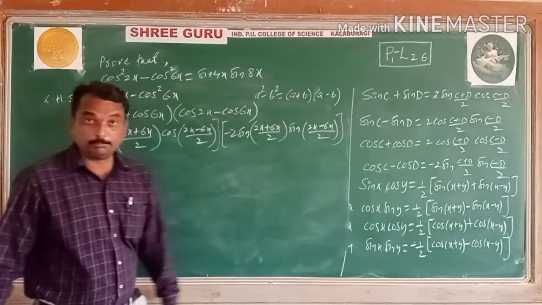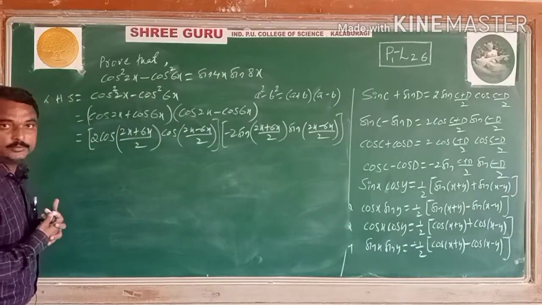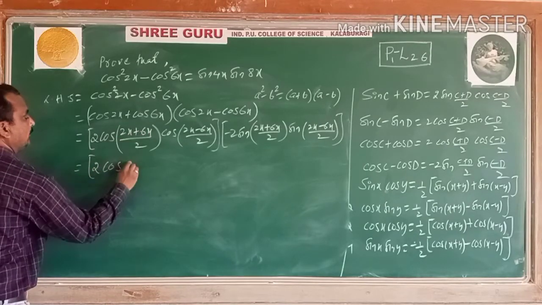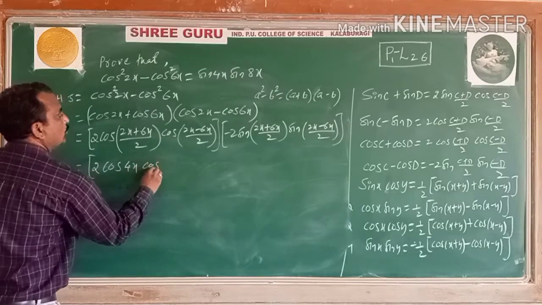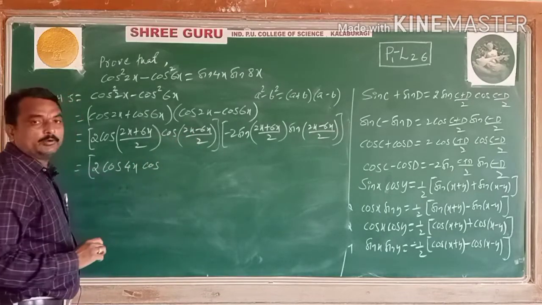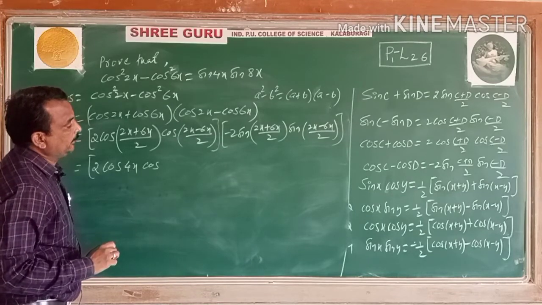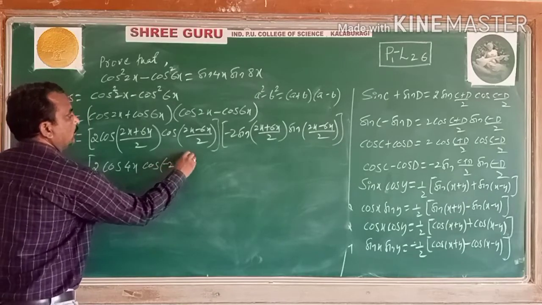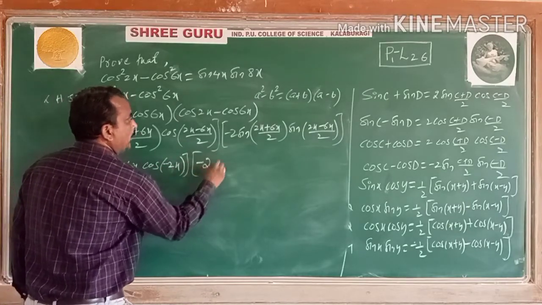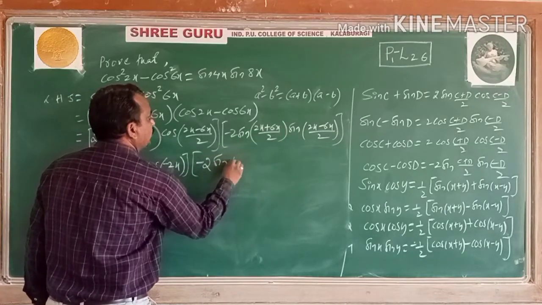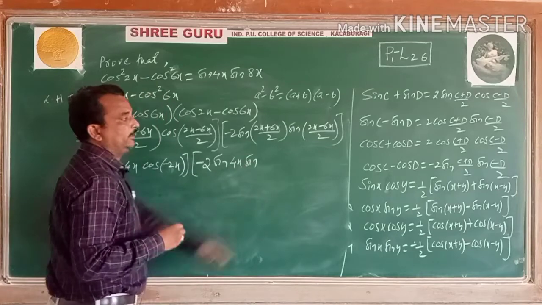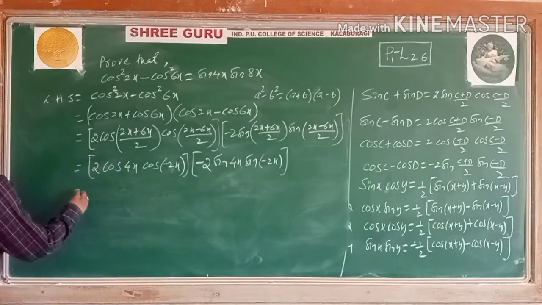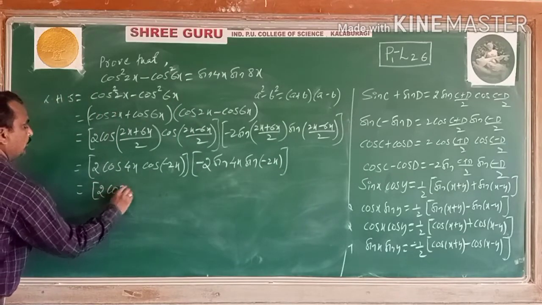I hope some of you have completed this problem. This is 2 into cos of 8x by 2, 4x, into cos of minus 2x minus 6x by 2... minus of 2x, close the bracket, minus 2 into sin of 8x by 2, it is 4x. Similarly here also, minus 4x, minus of 2x. Arranging the terms, friends, here 2 into cos 4x.